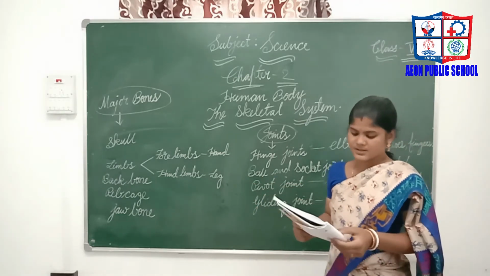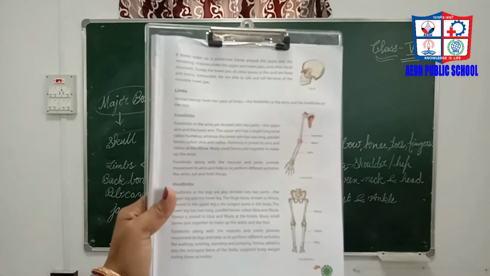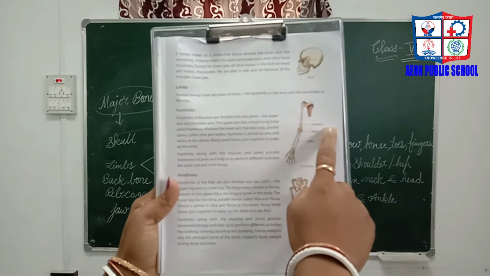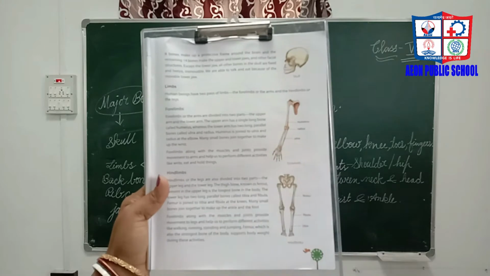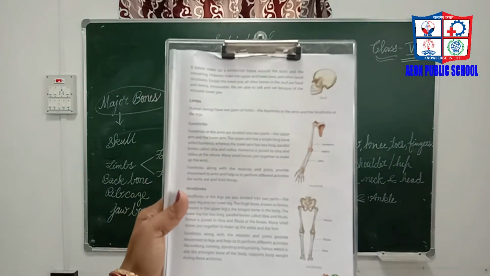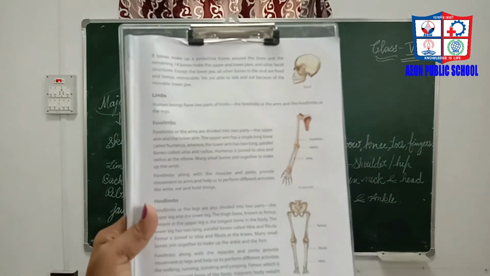So forelimbs. See the figure, forelimbs. This is forelimbs. It's visible to you? So humerus, radius and ulna. These are the names. So what do you mean by humerus and what do you mean by radius and ulna? That we will discuss now.